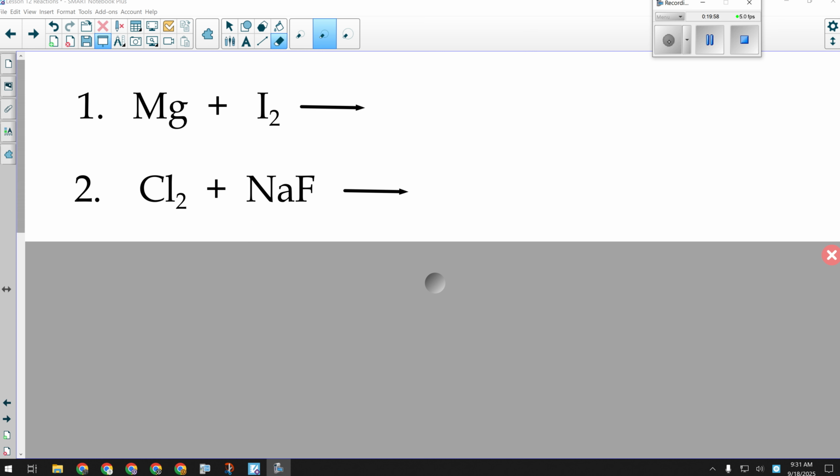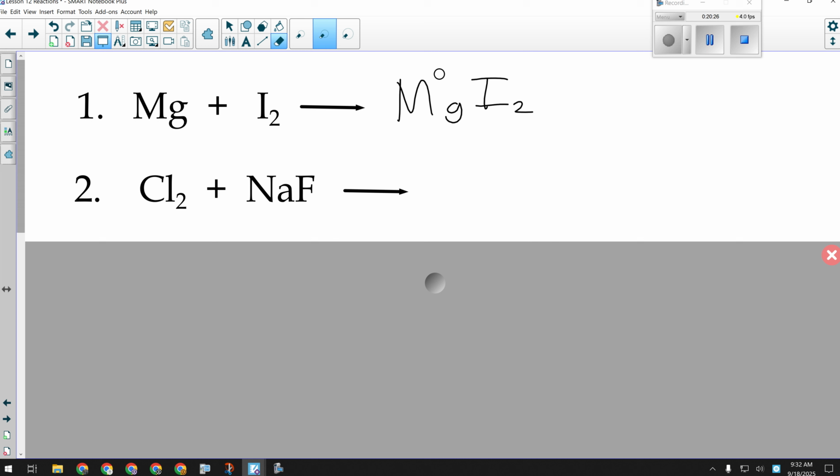Okay, are we good to look at 1 and 2? Okay. So in reaction number 1, I've got an element reacting with an element. What kind of reaction starts that way? Synthesis reaction. Okay. In a synthesis reaction, what are those 2 elements going to do? They're going to combine. So if I combine magnesium and iodine, I get what kind of compound? I get an ionic compound. That means I got to drop and swap.